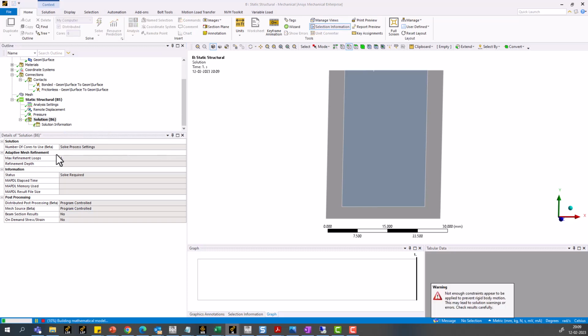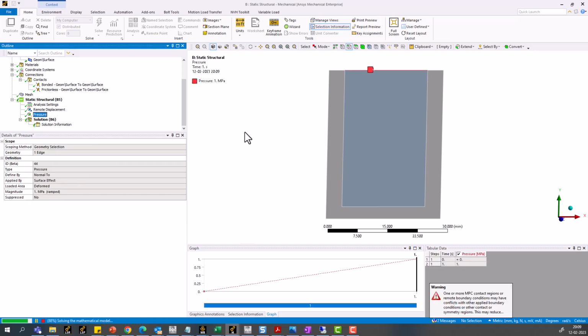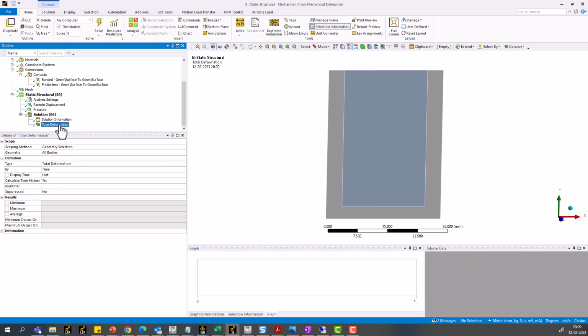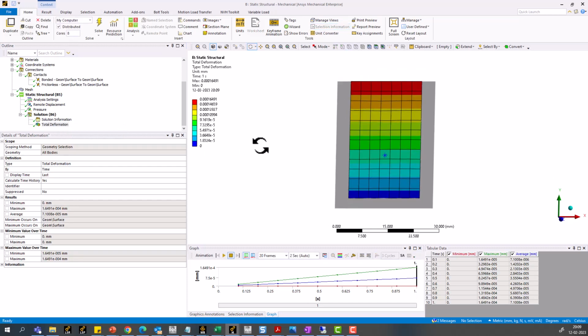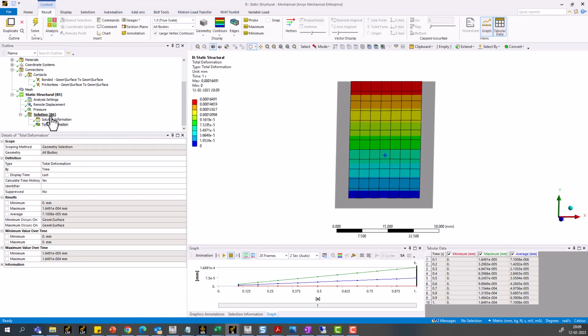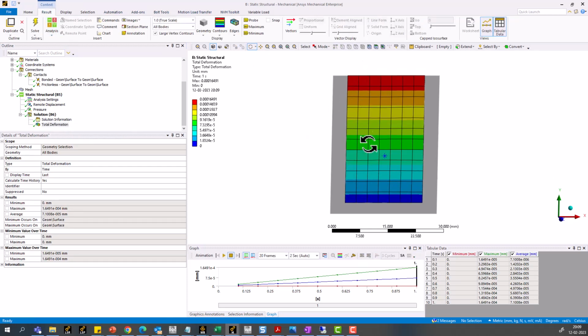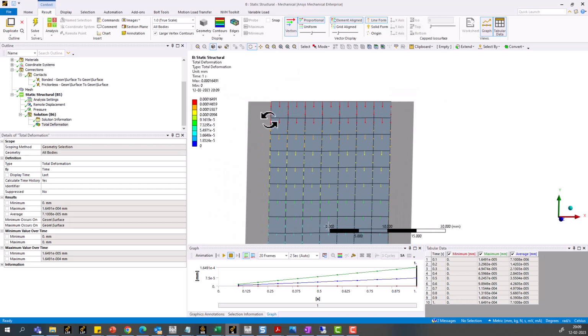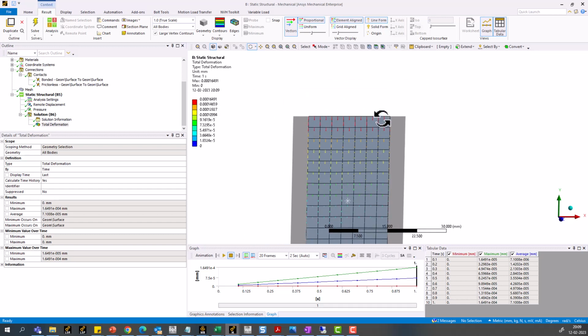Okay, what is it saying? Okay, solving. Okay, so let me plot the total deformation. Once I add the total deformation, I can also see the vector view. That is one very good feature, just to get an idea how the flexible body is deforming. Now if I activate it, I can see that due to the pressure, the maximum deformation is going to happen in this range.